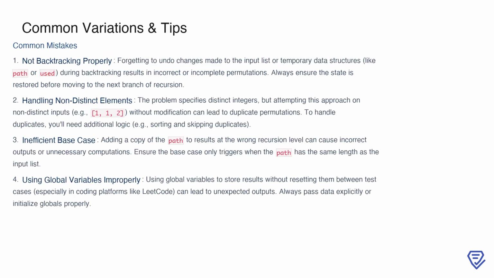One common mistake when solving permutation problems is not backtracking properly. For example, during recursion, if you modify data structures like the input list, a temporary path, or a used array, it's crucial to undo those changes before moving to the next branch. Failing to restore the state can result in incorrect or incomplete permutations.